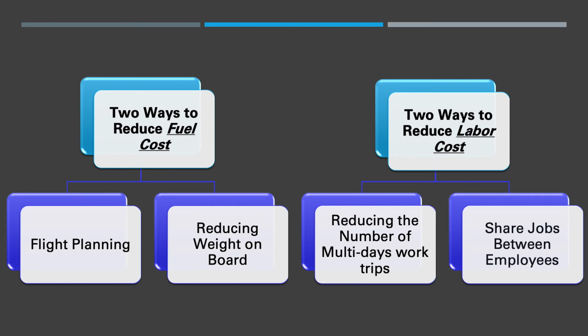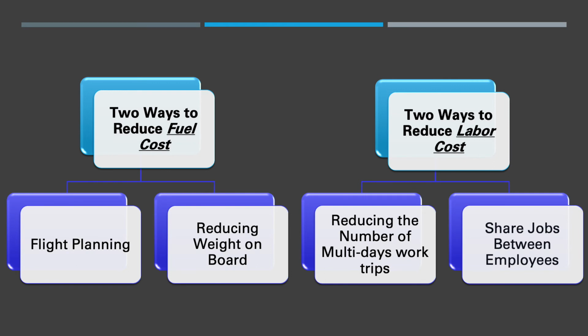The second way to reduce fuel cost is reducing weight on board. In order to reduce fuel cost, airlines have to consume less fuel. There are different ways to reduce weight, but charging baggage is the most common way for it. As for an aircraft, having less weight means being lighter. Therefore, consumption of fuel will reduce as well as fuel cost.